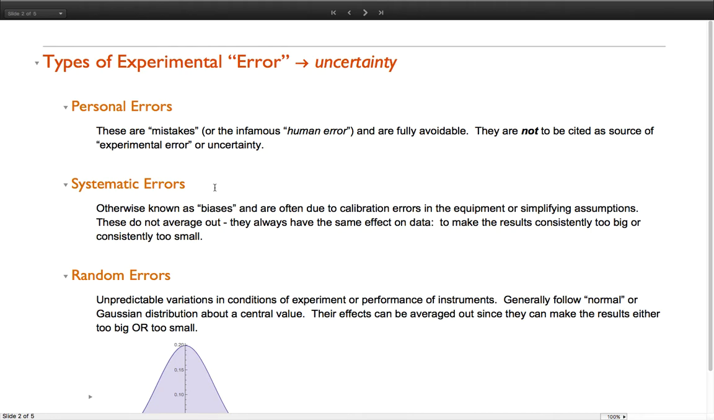That may happen. You may have made a mistake, but that's avoidable. If you do make a mistake, the answer to that is quite simple. Fix it. That is not what you're citing when you're talking about sources of experimental uncertainty or experimental error. What they really mean are the second two things here.